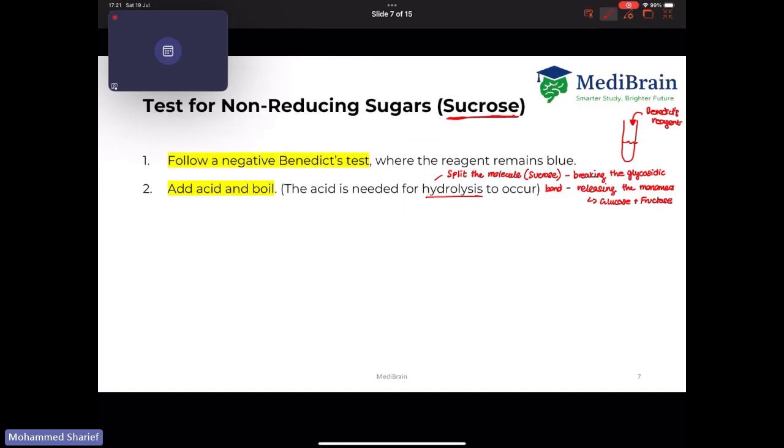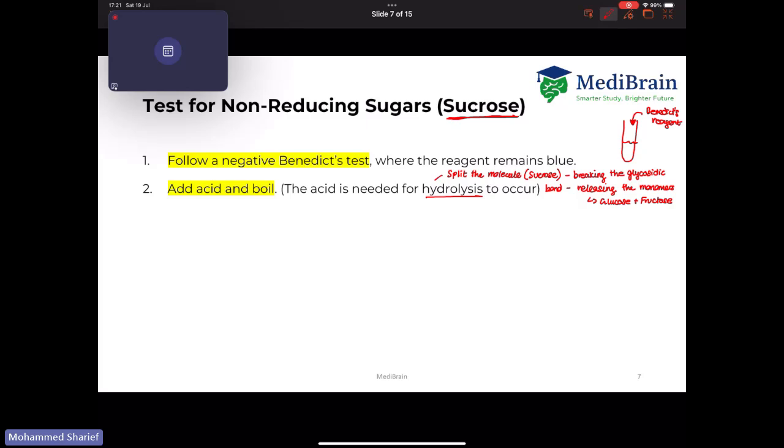The reagent hasn't changed color. Now we have to add in acid and we have to boil. And the reason why we are doing this is basically to make sure that the sucrose, which is a non-reducing sugar, the glycosidic bond in sucrose is broken. And if the bond is broken, the individual monomers are going to spread out. Okay, they're going to come back into the solution, glucose and fructose.